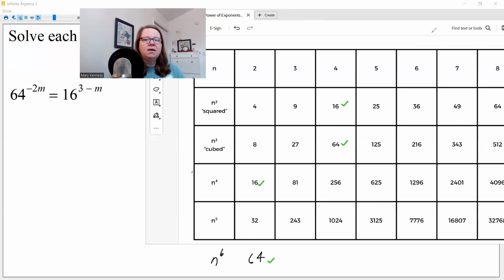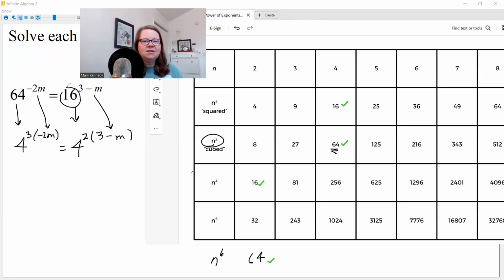So we've got 16 is 4 squared. So I'm going to change this to 4 squared and then just bring down the exponent that's already there, times 3 minus m. And then 64, I'm changing to 4 cubed, to the negative 2m. And those are equal. So I brought down the little exponents in the exponent, and I changed 16 to 4 squared and 64 to 4 cubed. Just trying to make sure that you're clear on what all happened there.